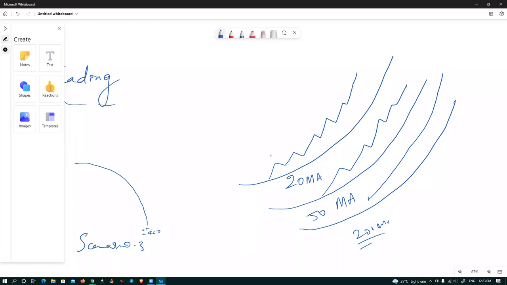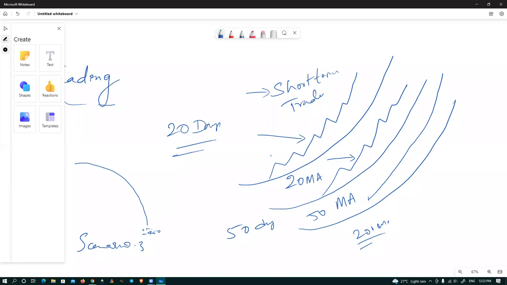Got it? Then how can you use this for your trading? If you want to finish your trading within 20 days, you are going to trade this kind of move. If you can finish your trading within 50 days, you are going to trade this kind of move. These are short-term traders. Here, medium term.